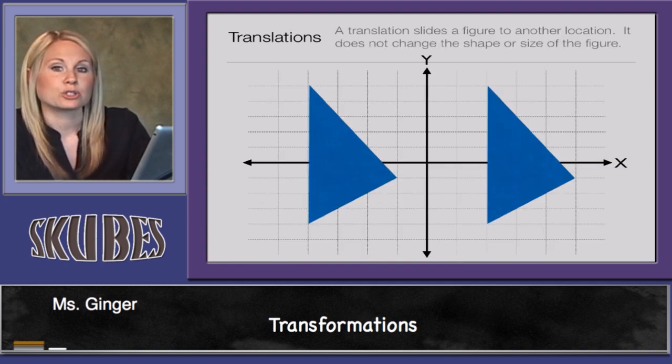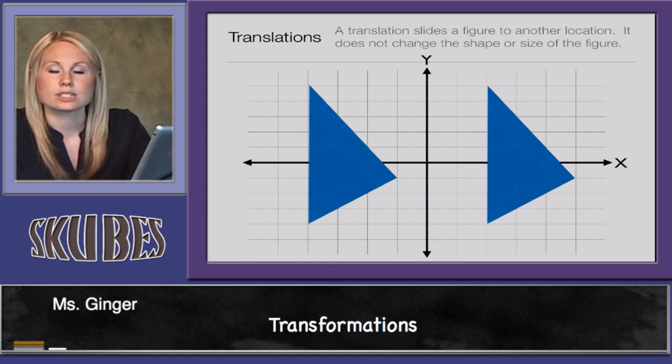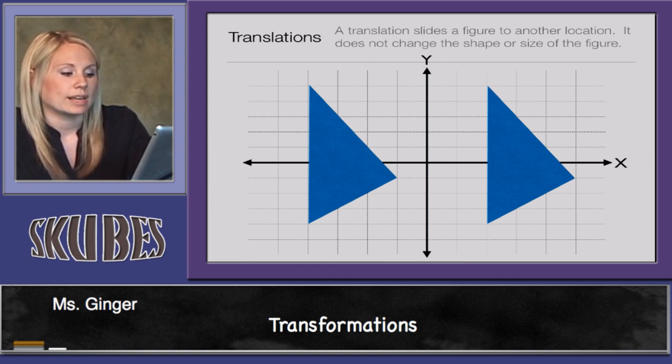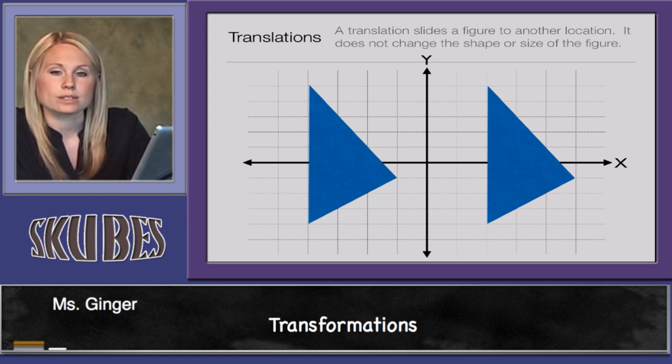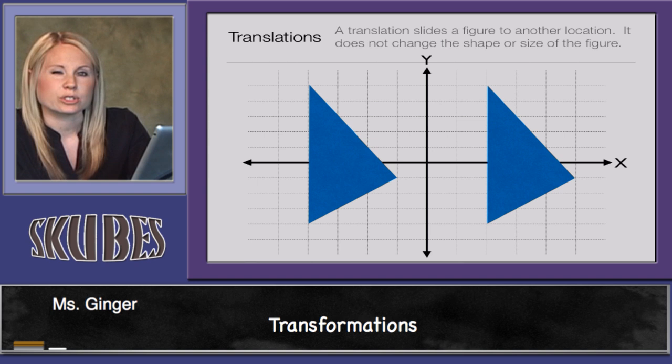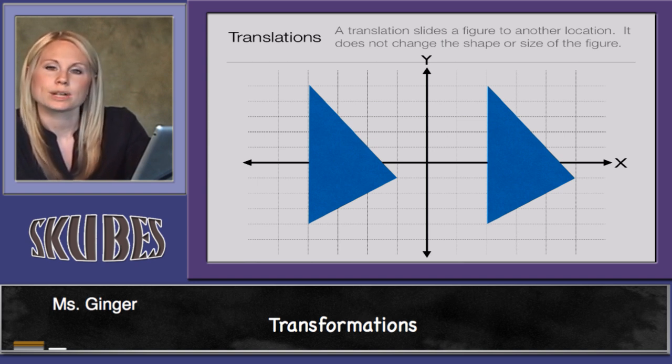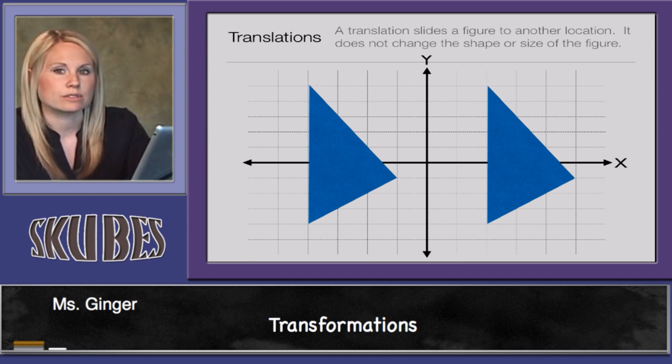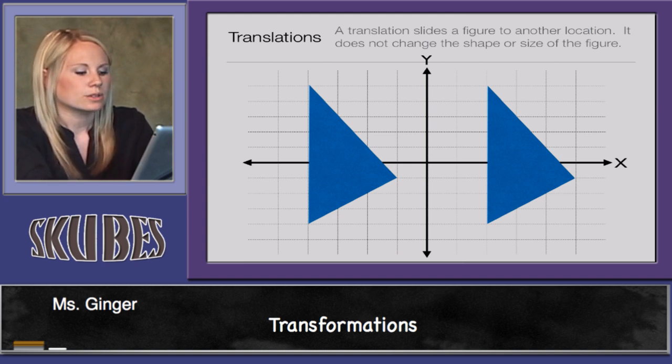The first one is called a translation, and that simply slides our figure to a different location on the coordinate grid. We can have a vertical slide, a horizontal slide, or even a diagonal slide, but anytime our figure is simply sliding, we're going to call that a translation. We're translating it to a different location. So let's take a look at these figures.